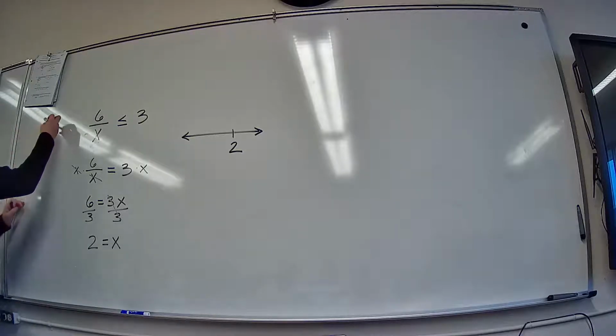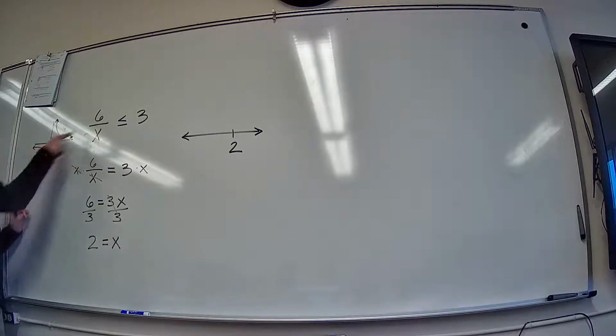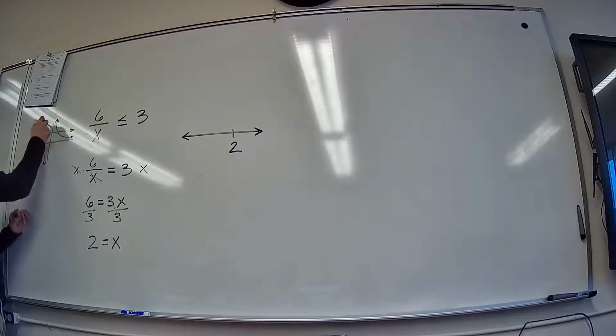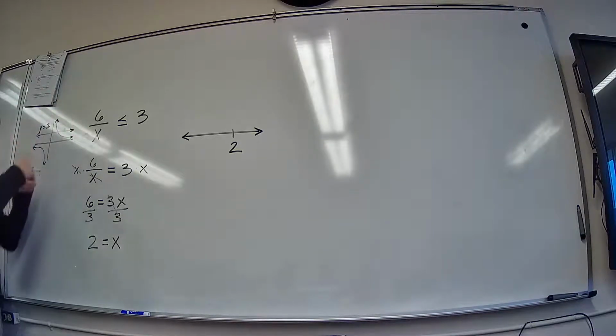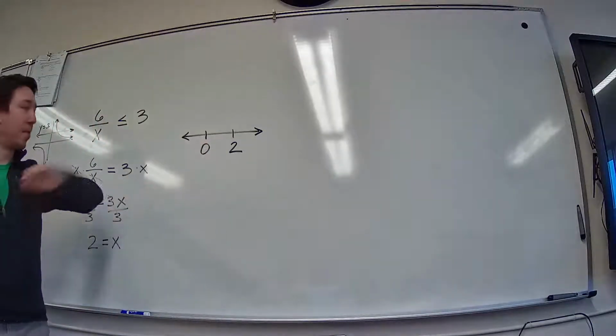Spoiler alert. If I graphed 6 over x, look what happens. At 0, it jumps from huge positive numbers to huge negative numbers. That's some pretty intense action, right? So if I'm wondering when this is less than y equals 3, when is this graph less than 3, I certainly have to think about the asymptote, right? That's important. So, long story short, any number that creates an asymptote, put it on the number line.